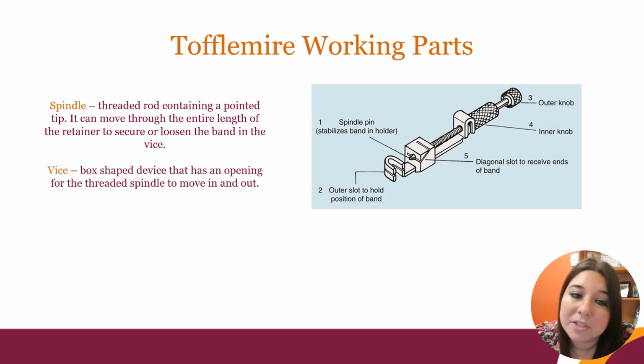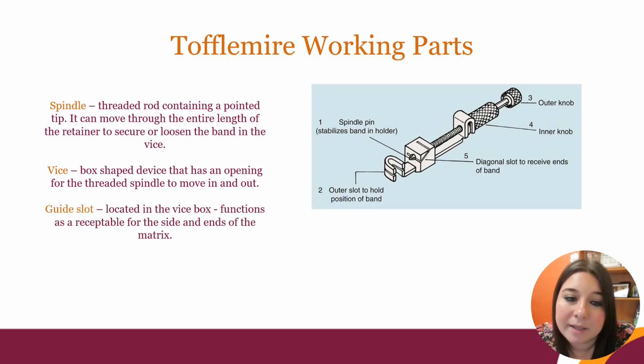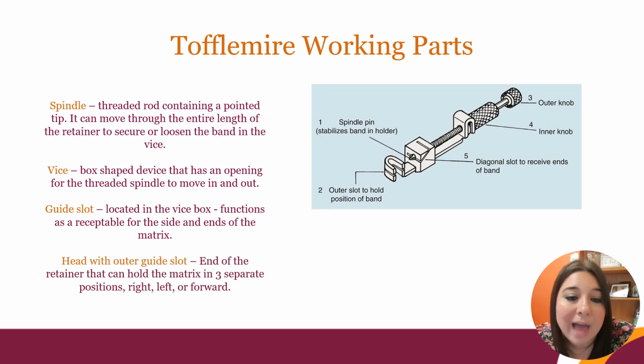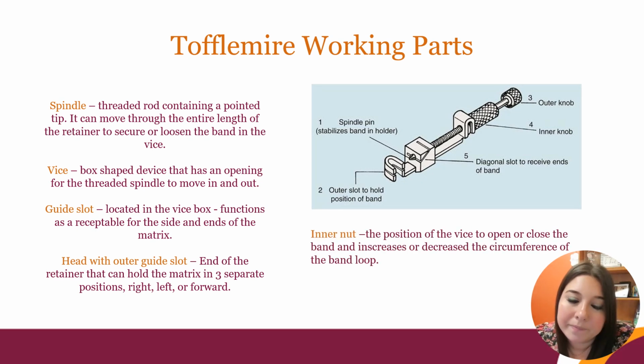Next, we have the vise, which is a box-shaped device that has an opening for the threaded spindle to move in and out of it. There's a guide slot, which is located in the vise box. You can kind of see it in the picture there. Number 5, that little slotted area is where the band is going to kind of sit in there, and the spindle will grip into it there. Next, we have the head with outer guide slot, which is the very end of the retainer at the top, which can hold the matrix band in 3 separate positions, either to the right side, to the left side, or straight forward. Then we have the inner nut, which is number 4 in the picture.